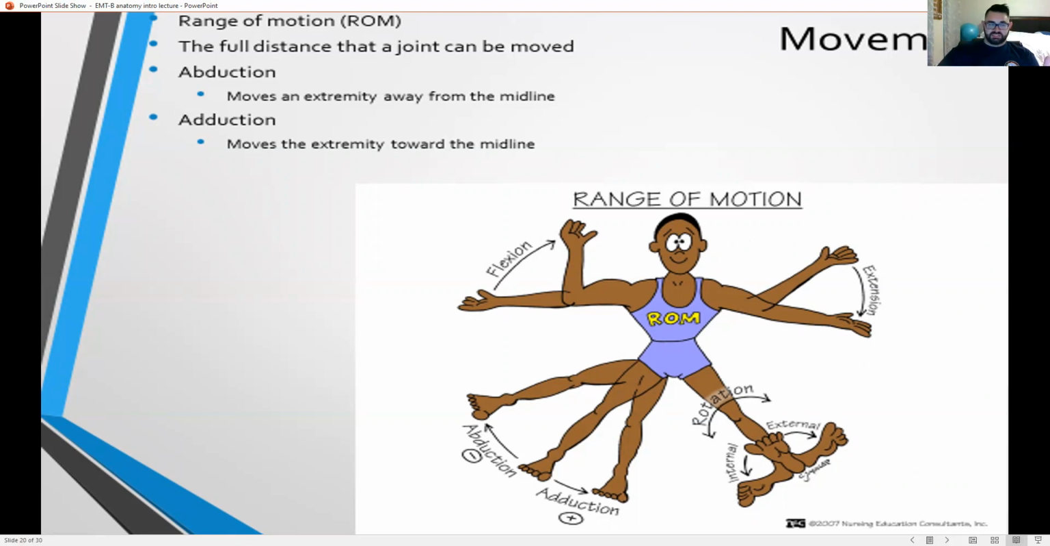Now we have abduction and adduction. The way I remember these is adduction moves the extremity towards the midline. Where's the midline? Right here in the middle. So it moves me towards the midline. I'm adding to myself, adduction. I'm moving the extremity towards the midline. Now abduction, abduction is we move an extremity away from the midline.